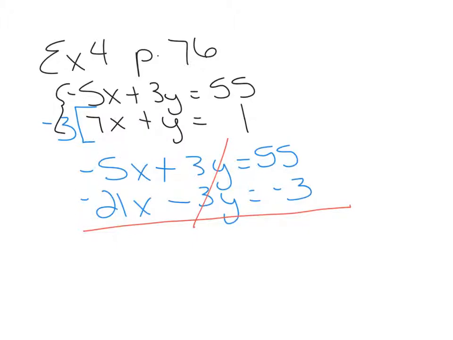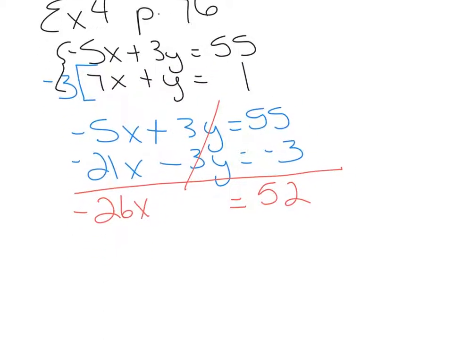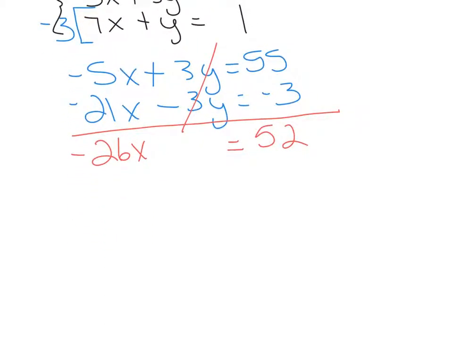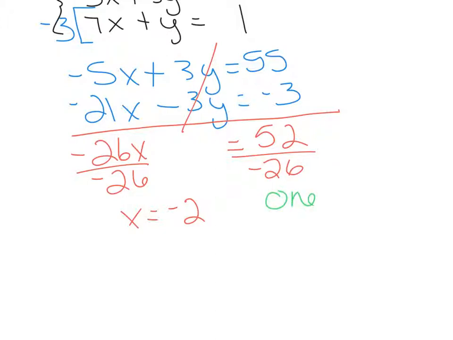All right, this turns into negative 26x, and this is equal to 52. So we now have an x variable that we can isolate here just by dividing by negative 26. Gives us x equals negative 2. So that's telling us, since we have an x value, that there's one solution. These lines intersect.